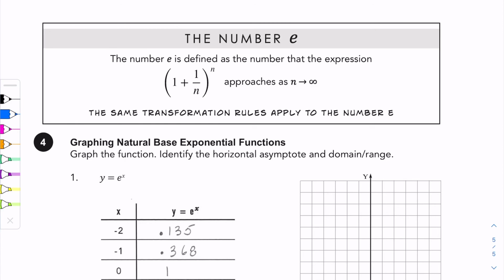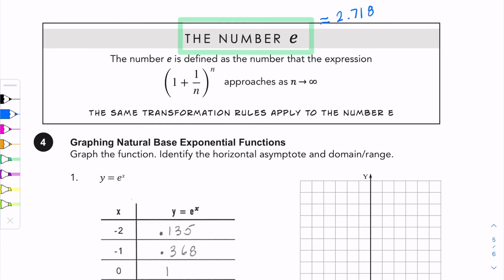For the last part of the notes, we need to learn how to graph an exponential function using the number e. And the number e is a mathematical constant that approximates about 2.718, something like that. Anyways, it's not something you have to memorize. That is the constant value.